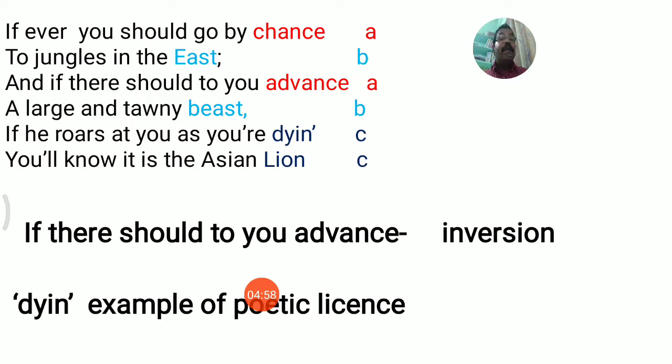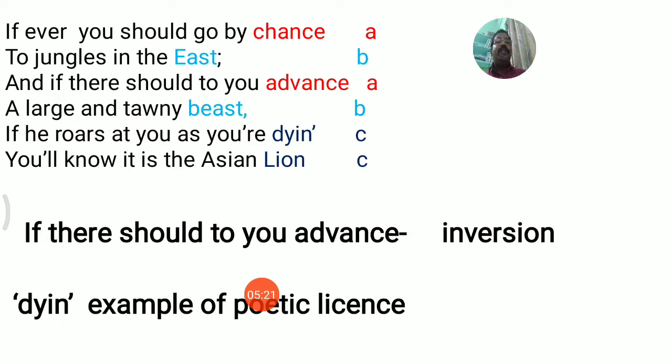I'll give you another simple example of inversion. For example, if we say, it was a wonderful experience, the poet may say, it was an experience wonderful. Instead of a wonderful experience, an experience wonderful. That type of usage is called inversion in poetry.